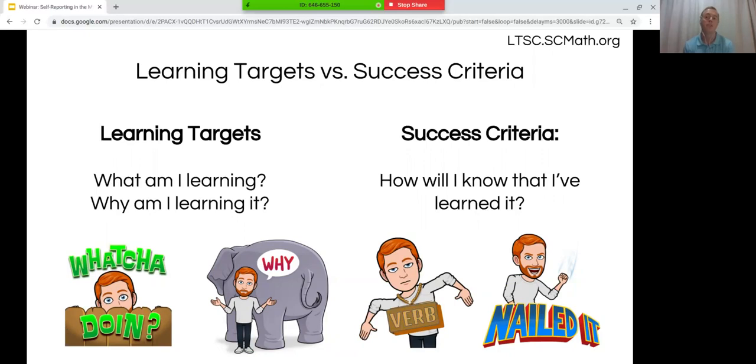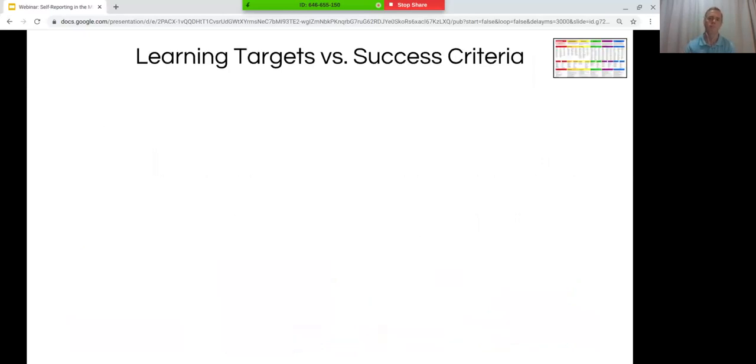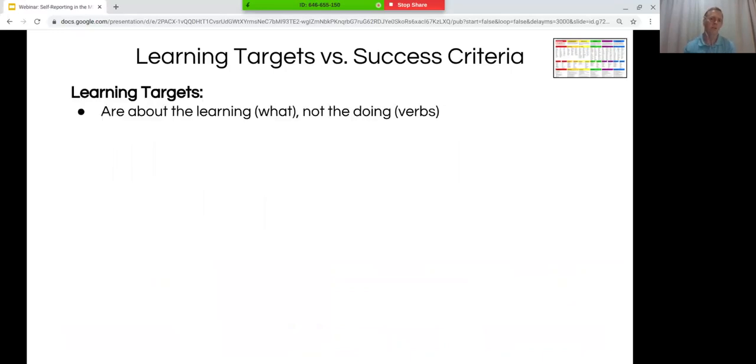Where the success criteria is, well, how will I know that I've learned it? What does success look like? Can you identify all of the parts of a cow's eye? All right. This is where our verbs are going to come in, and you'll see that in a little bit. So what's the difference between these two? Learning targets are going to be about the learning, the what, and not the doing, the verbs. All right. The verbs are going to hang out in the success criteria.